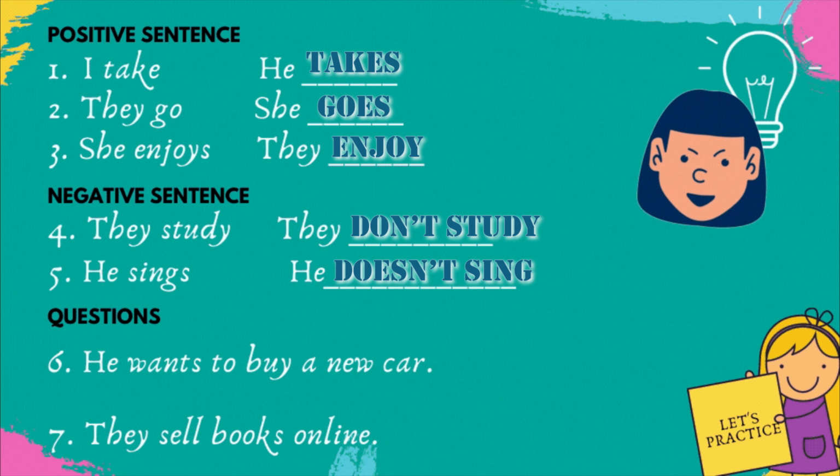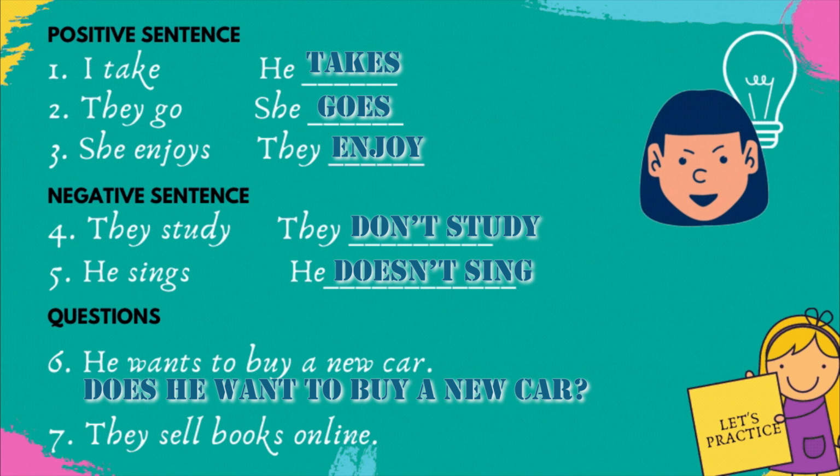Number 6. Now let's make some questions. Let's read the sentence first. He wants to buy a new car. How would we ask a question? Which helping word do you need to use? Do or does? Since the subject is he, we will use does. Does he? Then the verb in the base form. Want to buy a new car? Does he want to buy a new car?